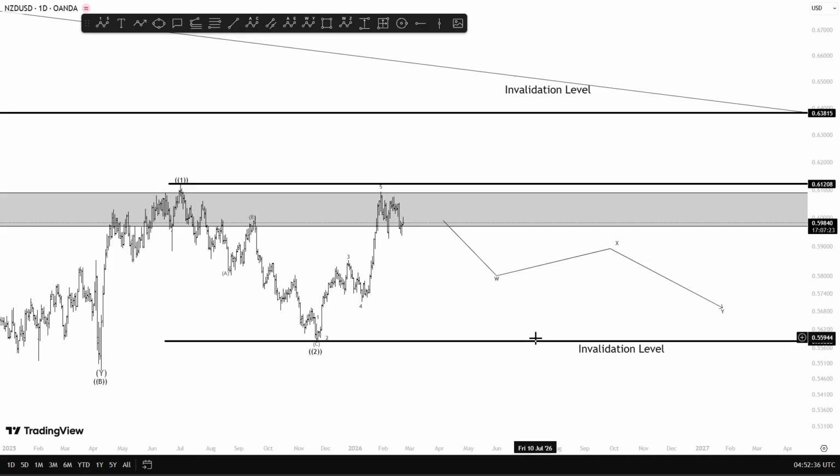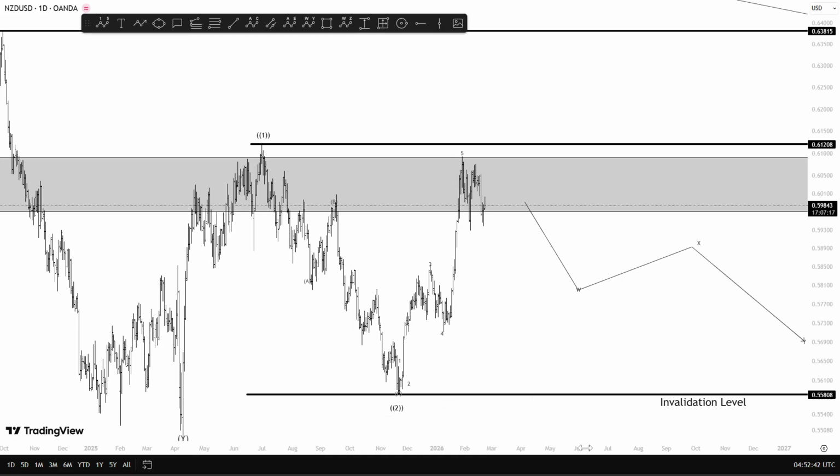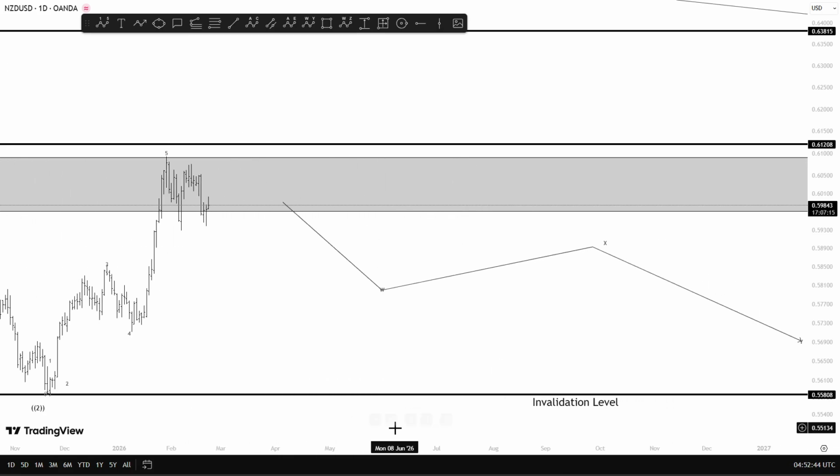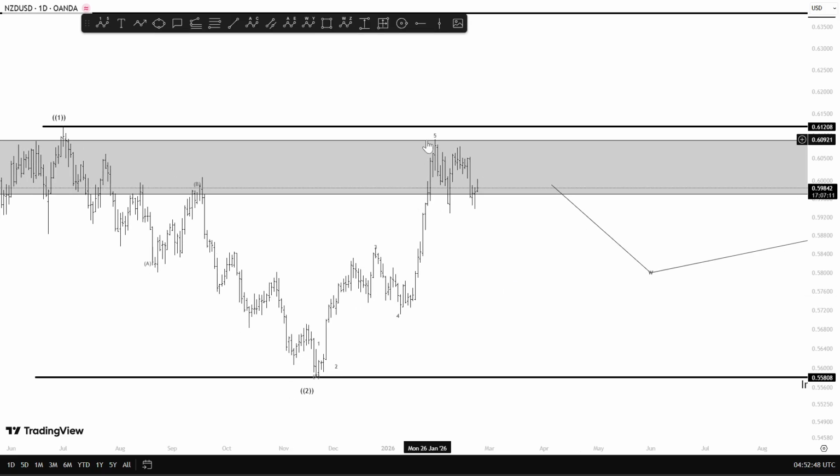Then let us see what the market has for us in here. When you go to the daily time frame, this is how we spot it. On the higher time frame, then go to the lower time frame to see what's really happening. So what we have in here is a flat, and a flat is level A, B, C.